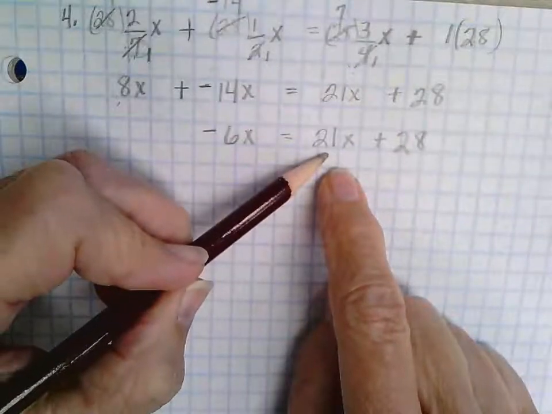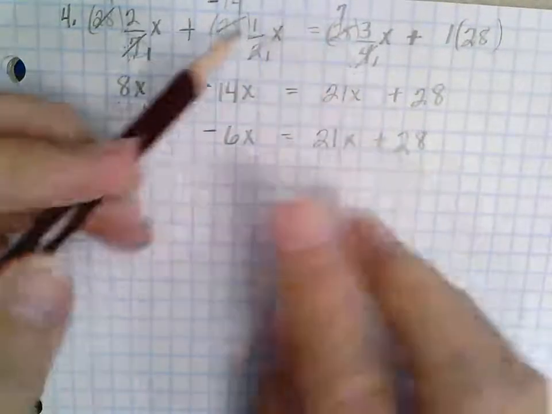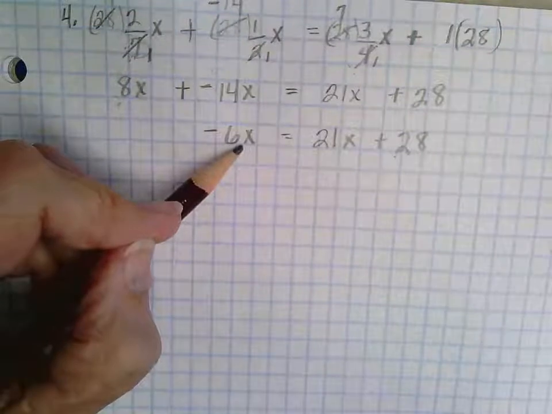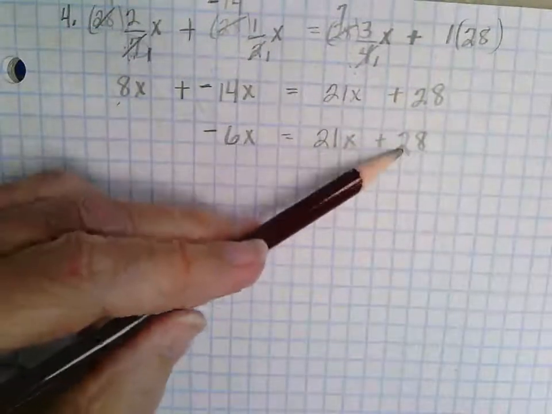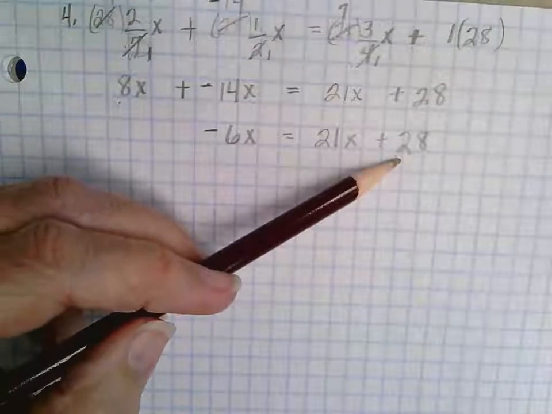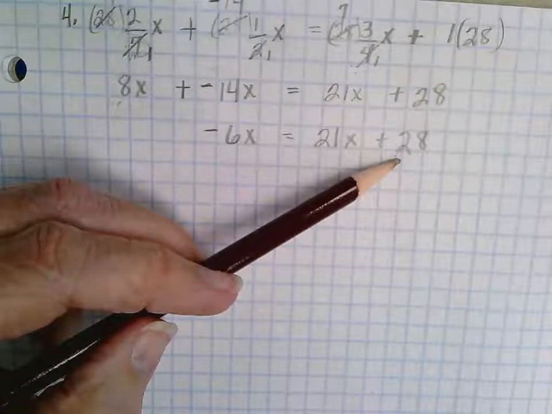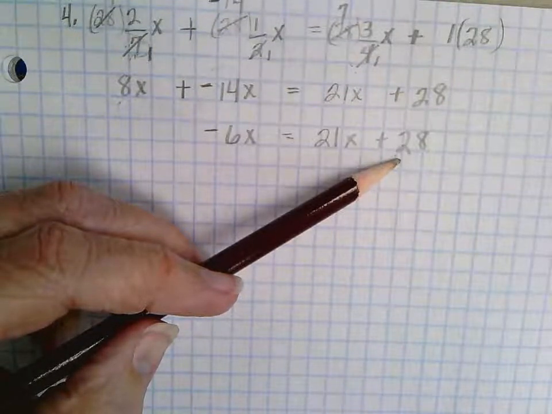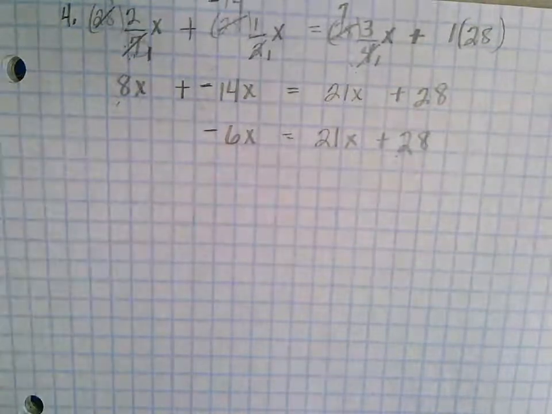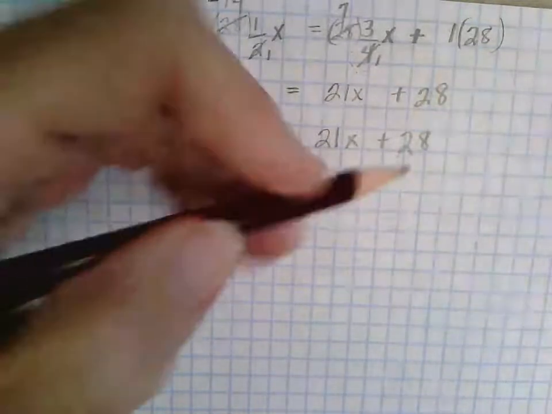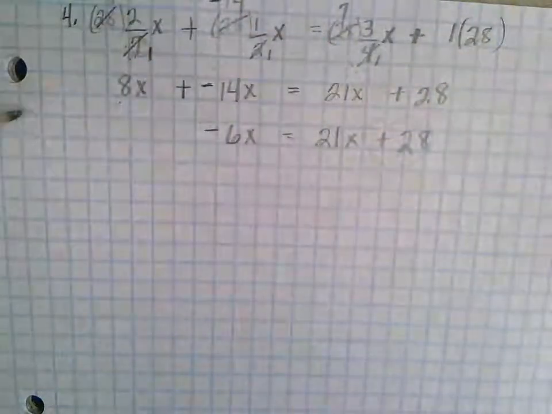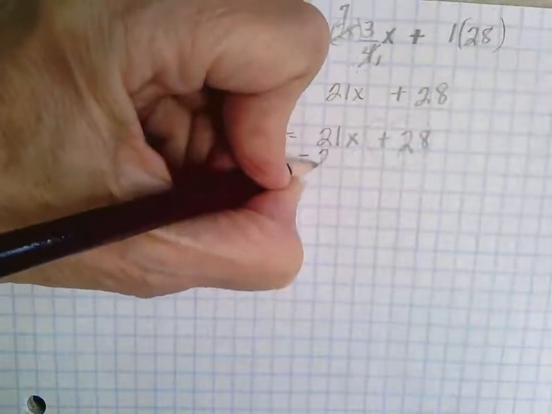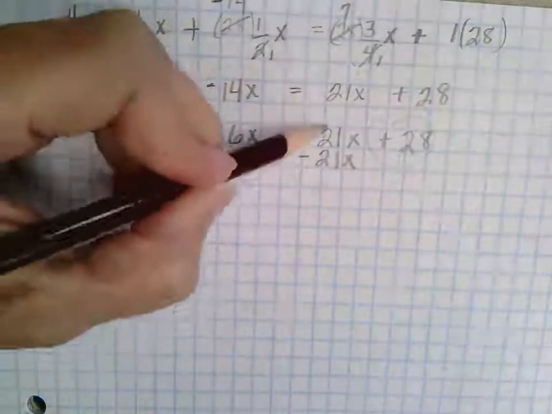Now, it would be nice if my numbers were all on one side and my x's were all on the other side. And here you can see I have just x's on this side, and I have x's and numbers on this side. So I probably want to get all of my numbers on one side and all of my x's on the other. And I have a couple of options here. But because I have my number right here, I think I'm going to leave it there. And I'm going to get rid of my 21x's by subtracting 21x from each side.